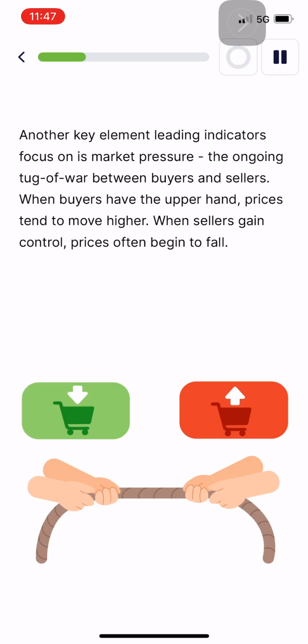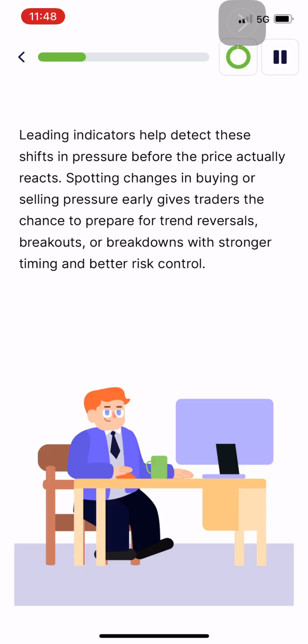Another key element leading indicators focus on is market pressure, the ongoing tug-of-war between buyers and sellers. When buyers have the upper hand, prices tend to move higher. When sellers gain control, prices often begin to fall. Leading indicators help detect these shifts in pressure before the price actually reacts.